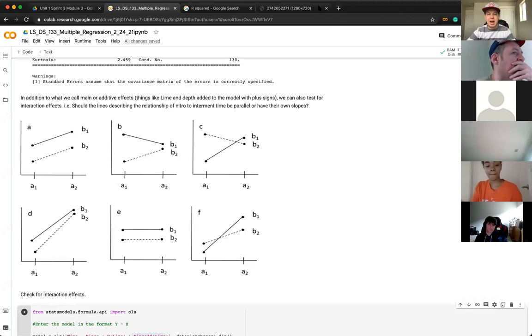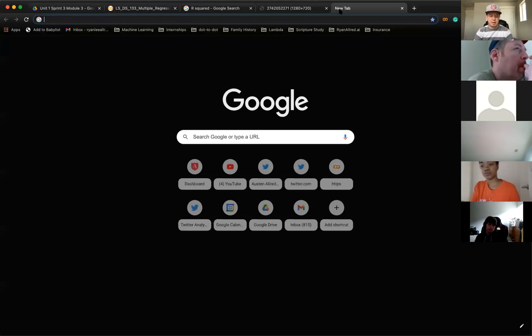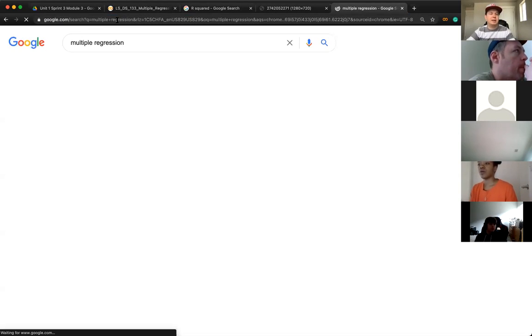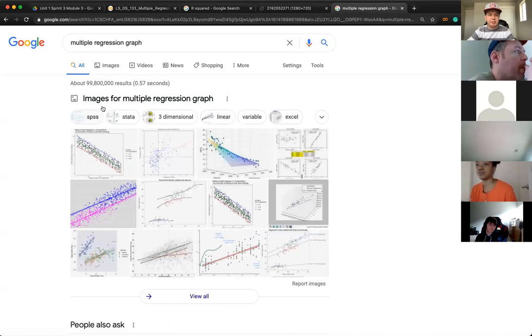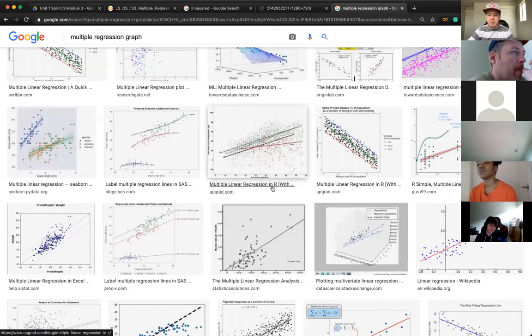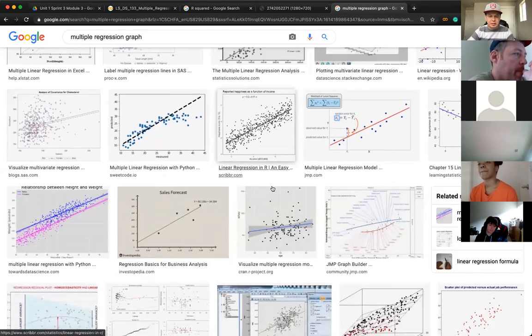And don't get too far down this rabbit hole, because as we add X variables, it becomes more challenging to graph. And some different things can happen. Sometimes if we have a binary variable, we'll get parallel lines like this, and we can still graph that on a two-dimensional plane. However, let's see if I can find a good example here.